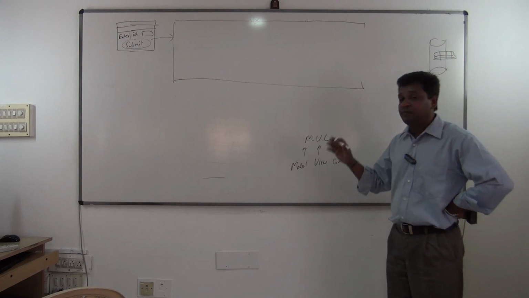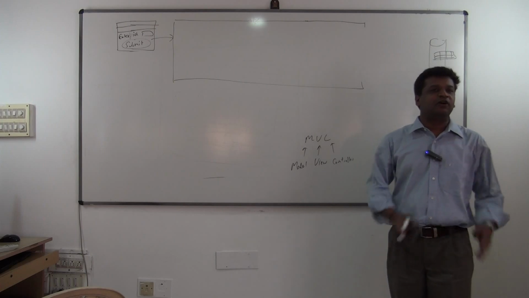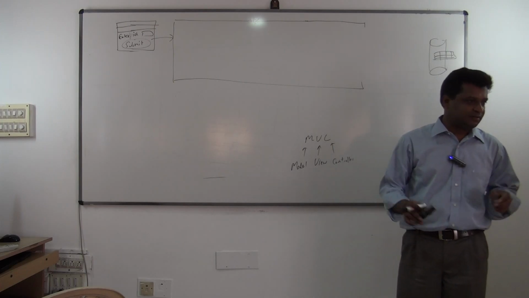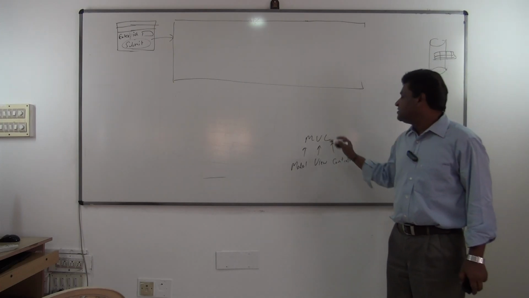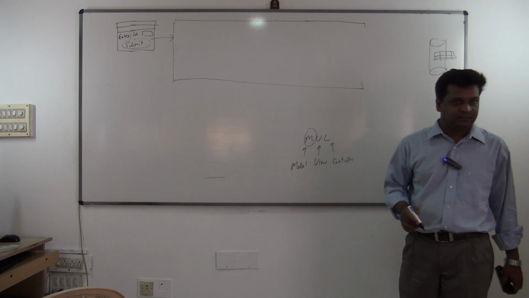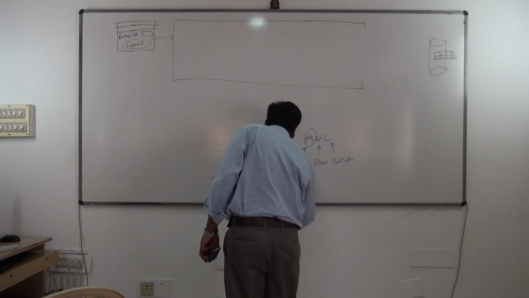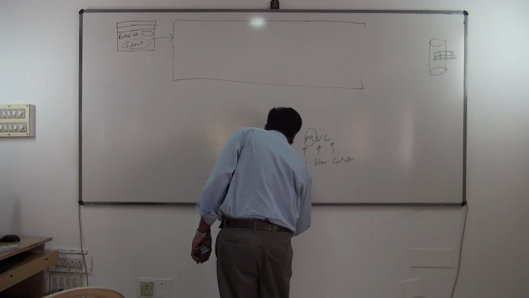Understood? So in this, the idea here is we split the code. We don't write all the code in one place. The business related logic, application logic, not domain logic, we write in the model. M will contain what? Model will contain application logic or business logic. This is how you split now.